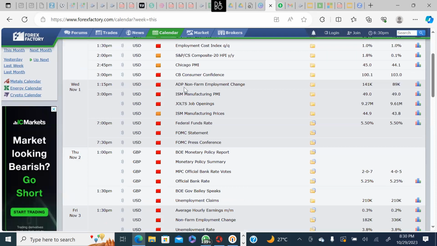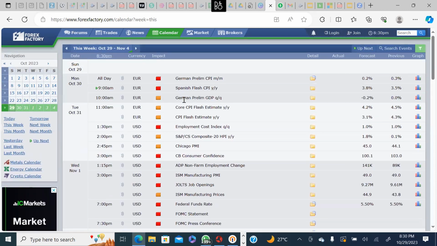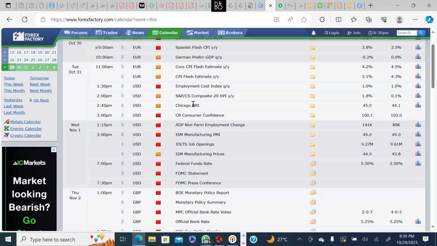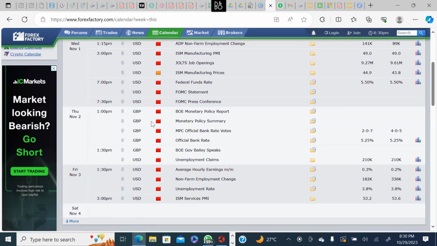Wow, there will be tons of volatility in the market this week. So if you're trading, you just have to be careful. On Wednesday, we have ADP, non-farm employment change. And on Thursday, we have Bank of England monetary policy, probably interest rates. Then on Friday, we have NFP. So I'm expecting the market to move very well this week because of this news, we have volatilities.